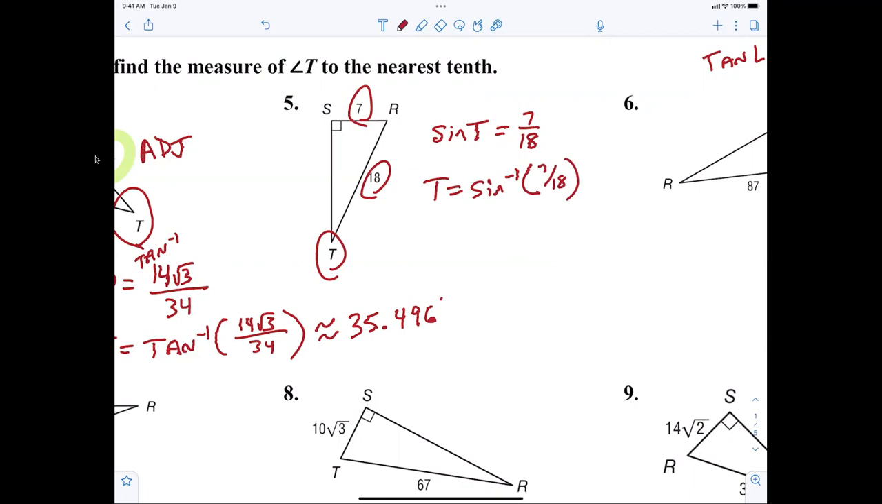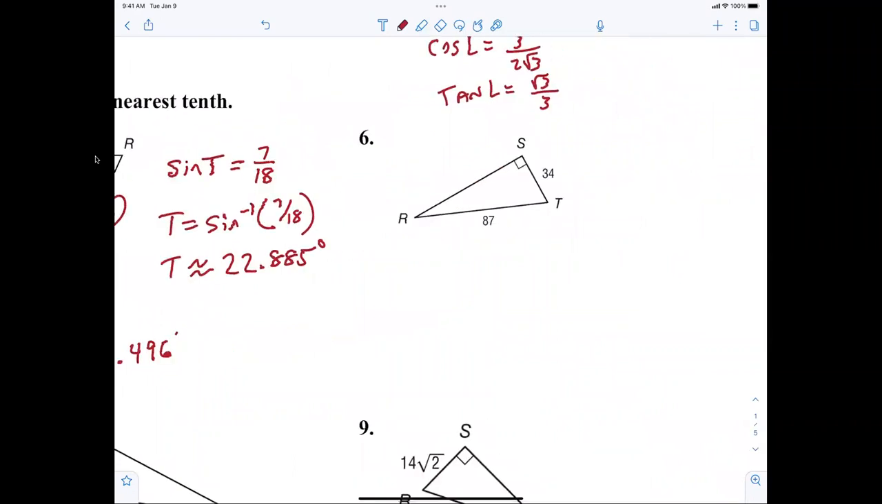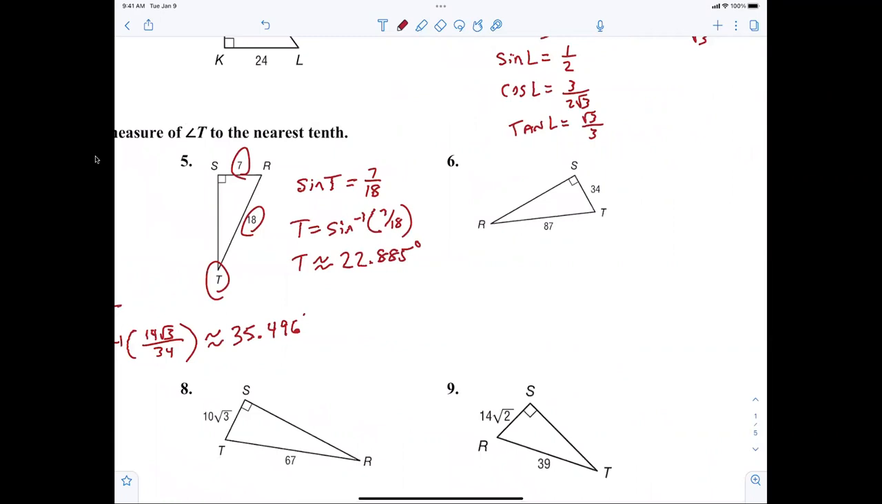I don't like -1 because some people think that's to a -1 power. That has nothing to do with it. It's not -1 power. That's just the symbol for inverse. So then T was approximately, to 3 decimal places, help me, 22 point what? 885 degrees. All right, one more here. Because that means approximately. It doesn't equal, it's approximately.